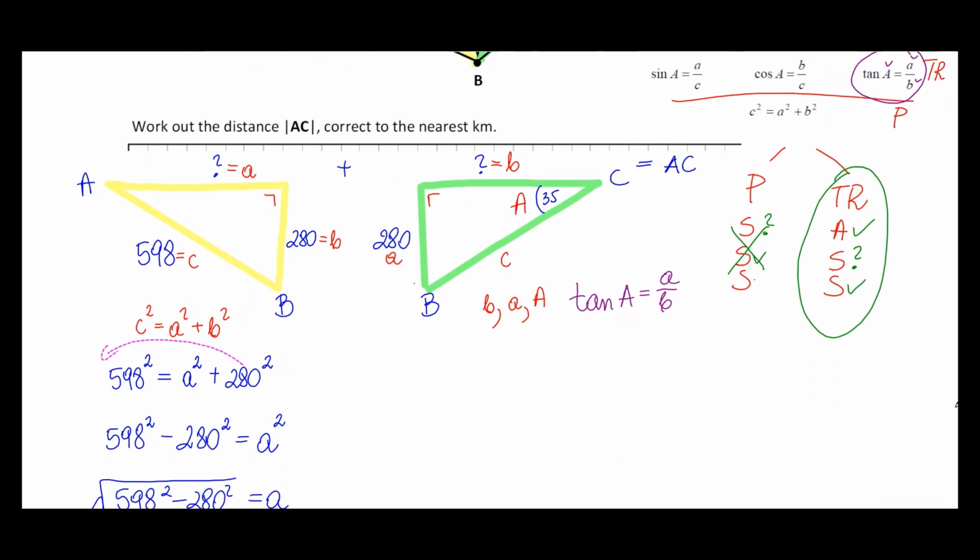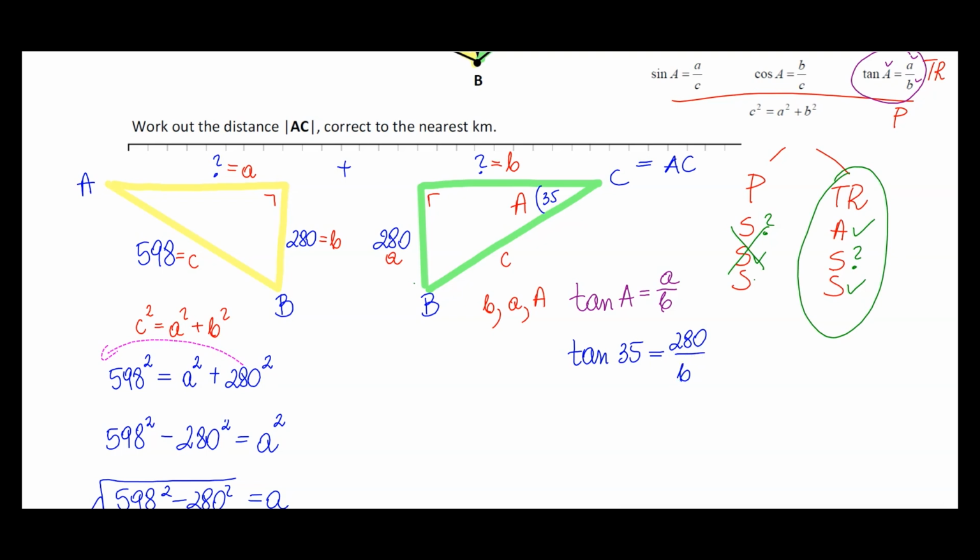And now let's replace the letters with numbers from our question. So it is tan, angle is what? 35, equals, fraction line. On top of the fraction I have a, my a is 280. At the bottom of the fraction I have b. I don't have b, so I'm just going to leave that as b. So how do I find this b here? Now, the problem is at the bottom of the fraction. So what do I do with it?